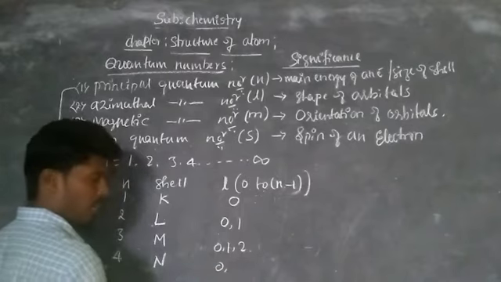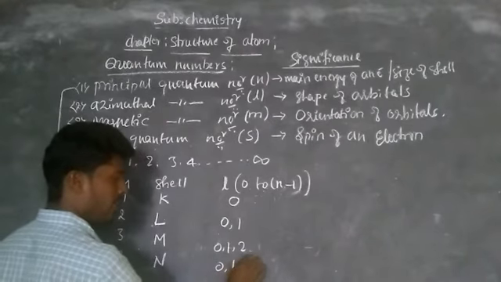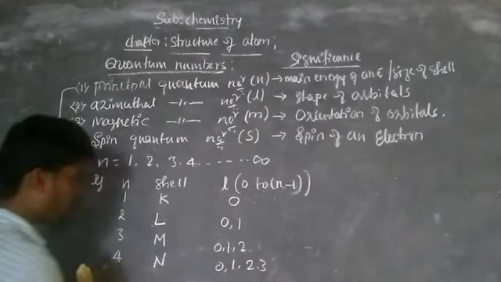What you expected? 0, 1, 2 and 3. But total you have 4 values.